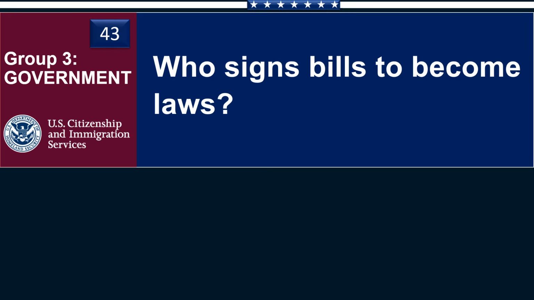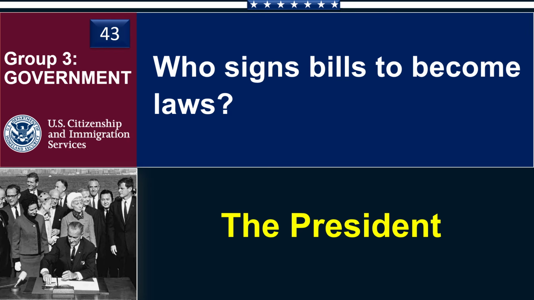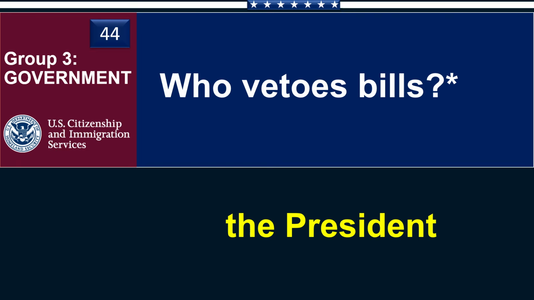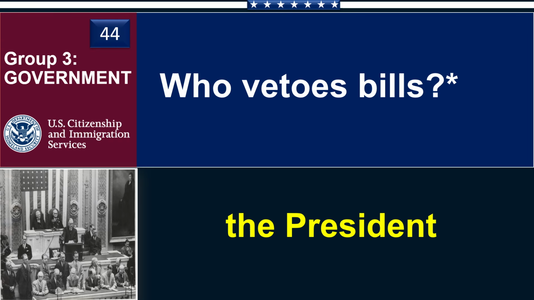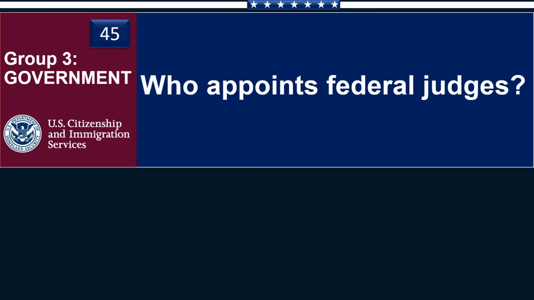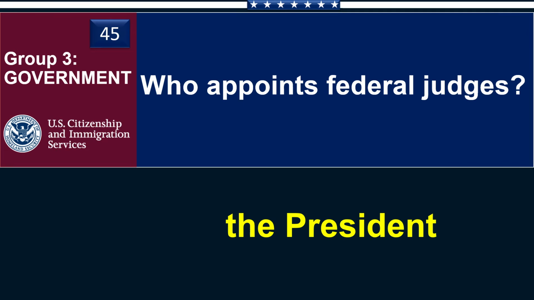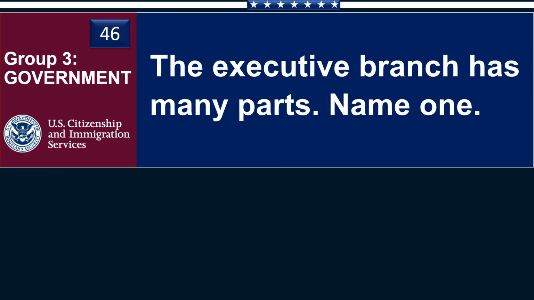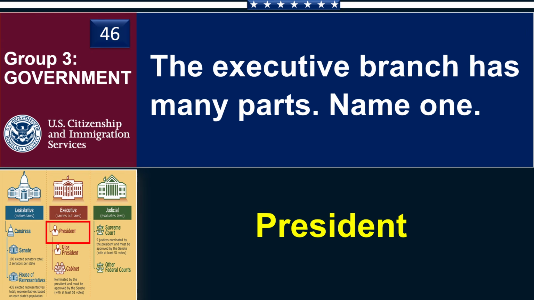Who signs bills to become laws? The President. Who vetoes bills? The President. Who appoints federal judges? The President. The executive branch has many parts. Name one. President.